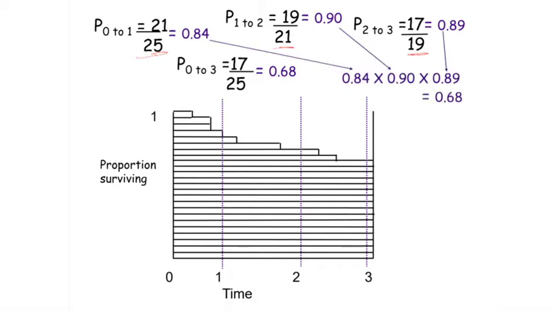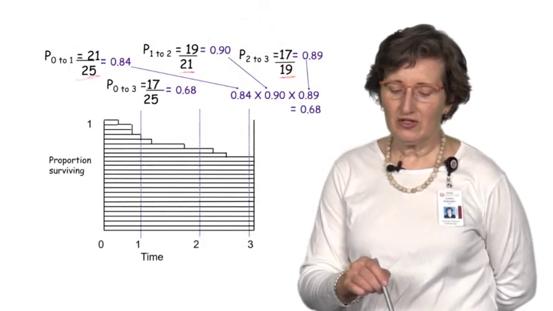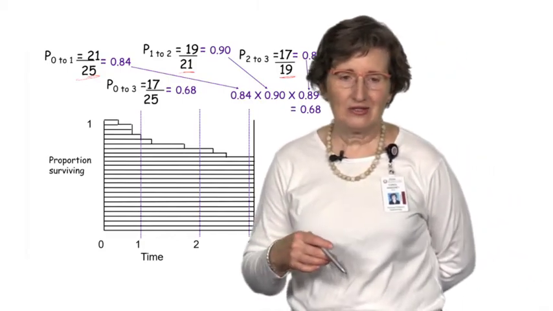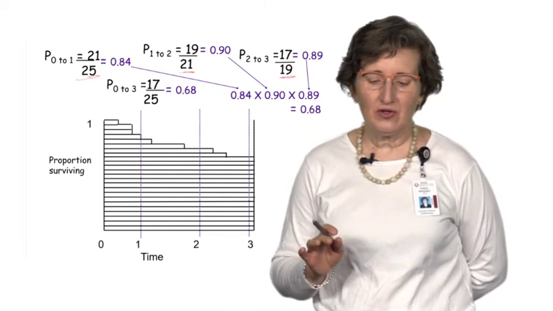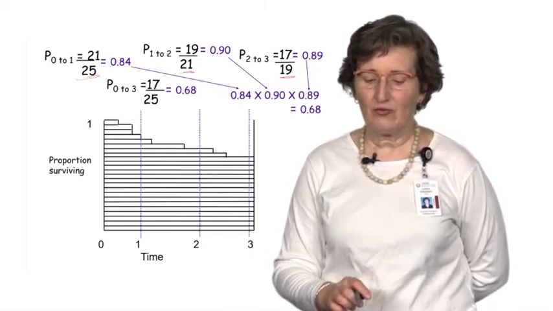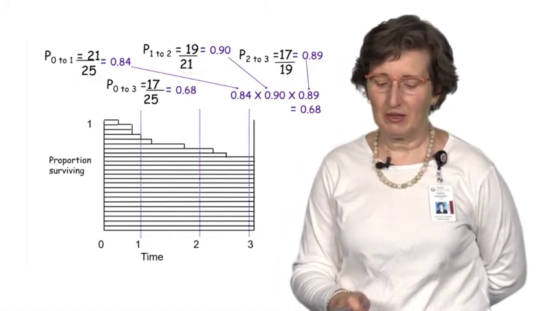But the further interesting thing here is that if we take these three proportions, 0.84, 0.90, 0.89, and multiply those together, we happen to get 0.68, which is exactly what we got when we calculated over the whole time interval. So this is useful if you're interested in a particular time, if you think that events are not constant over time, but where it's really useful is when we get to the idea of our dynamic population. This idea of breaking the survival into time intervals is going to help us solve the problem with a dynamic population.